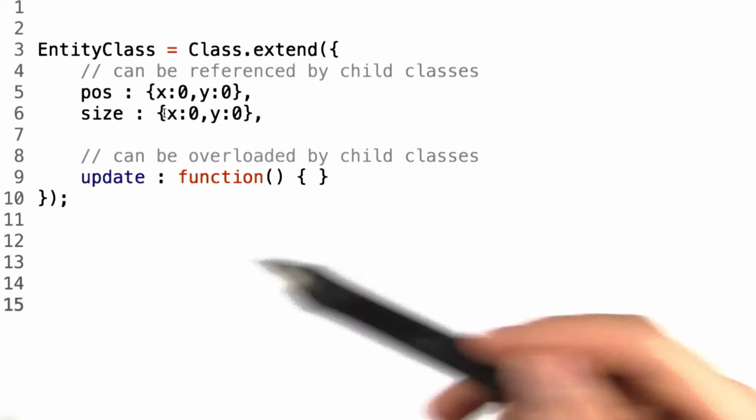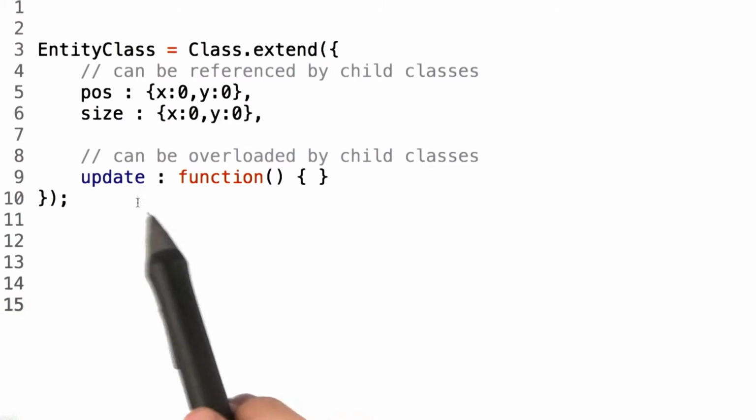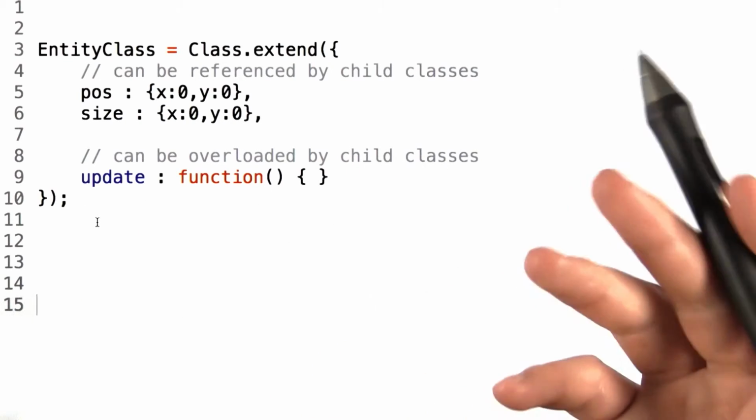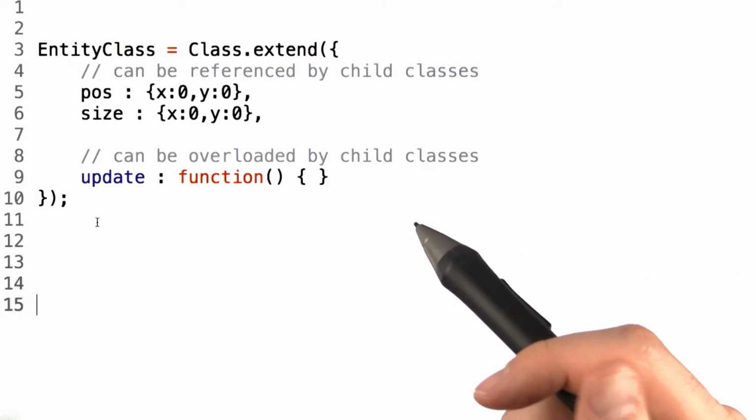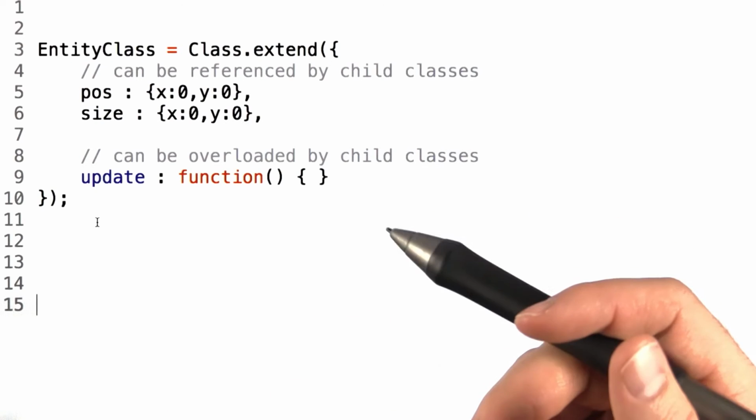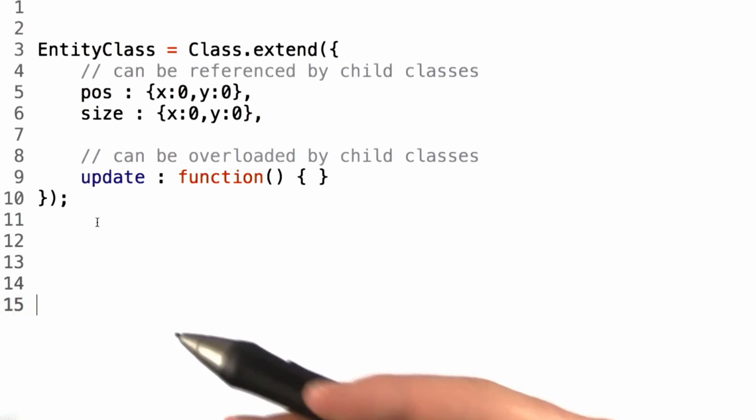And finally, in our bare bones entity class, we actually define an update function. This update function will be called by our larger game manager class about every frame, allowing any given overridden entity to have a time slice in order to do execution.